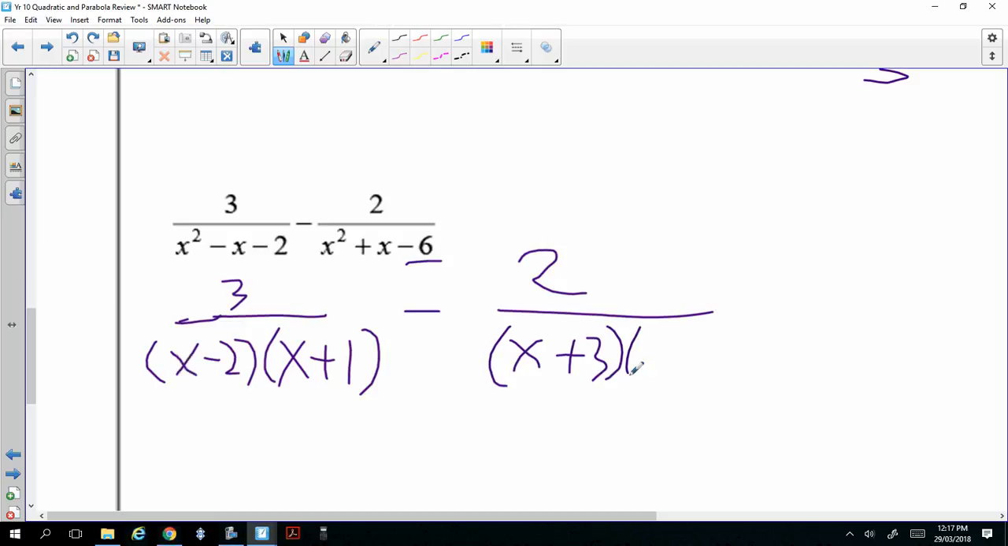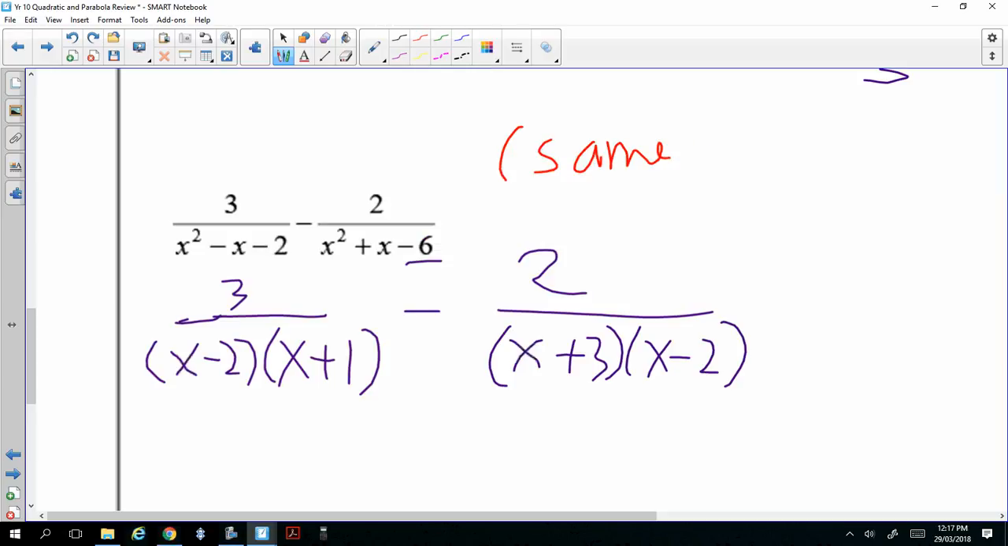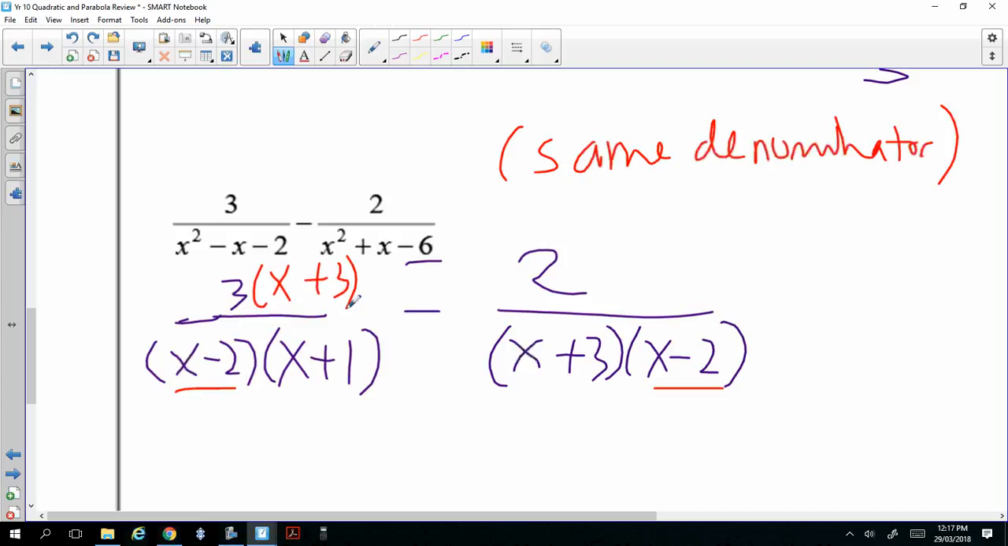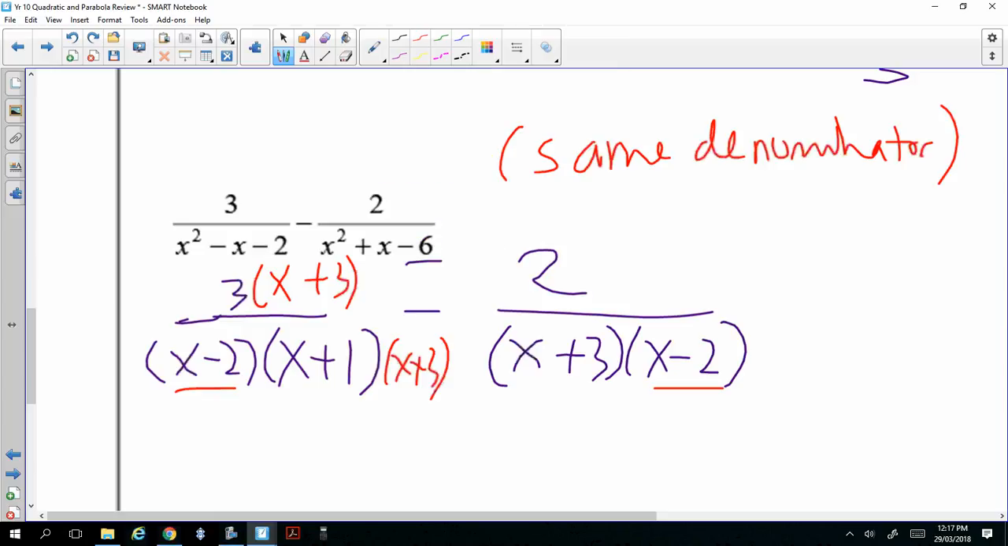So we have to make them the same denominator. How do you make them the same denominator? The reason why we factorize is because both of these have got x minus 2, isn't it? So you only have to give what's missing. This one has got x plus 3 missing, so you give x plus 3 to both the numerator and the denominator. The other one has got x plus 1 missing, so you give x plus 1. In this way, they have the same denominator. Once they have the same denominator, write them as a common denominator.